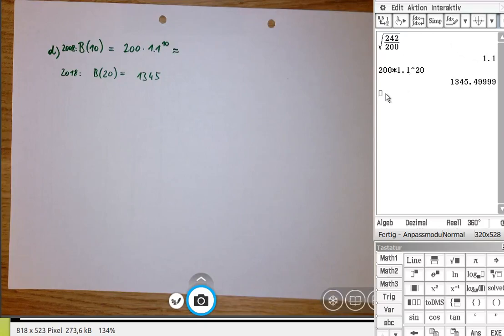200 times 1.1 to the power 10. That's 519.